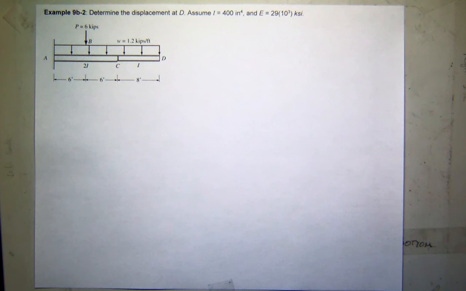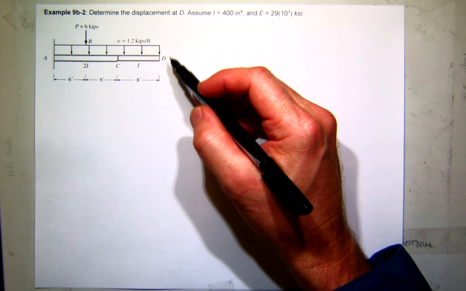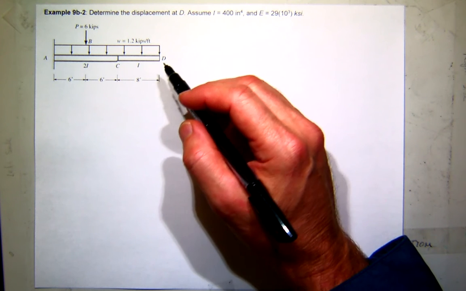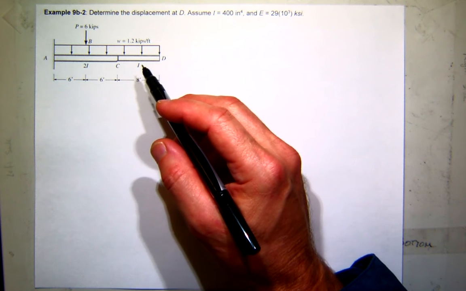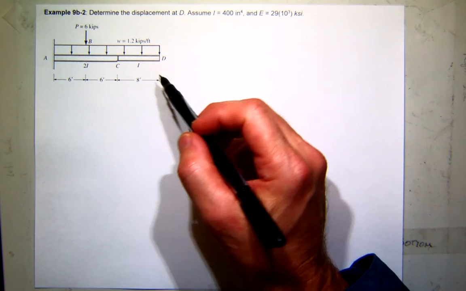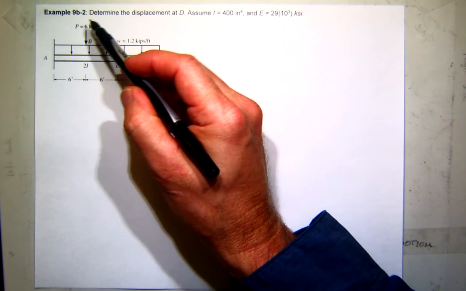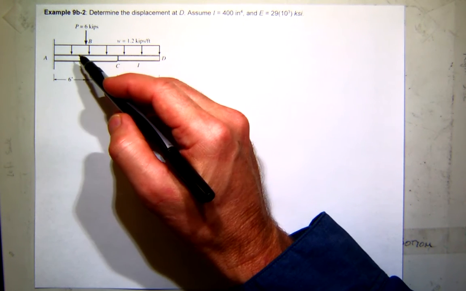Okay, so here's another problem. In this case, we want to find the displacement at D, which is the free end displacement. So again, let's talk about the techniques we've had so far. With direct integration, could I do this with direct integration? Can I write a moment equation that's valid for the entire length of the beam? No. And the reason is this little applied load right there is going to mess you up. So again, you have to break into two sections.